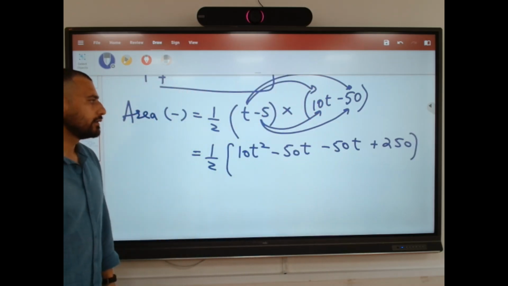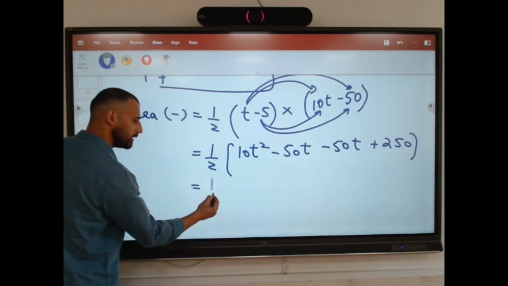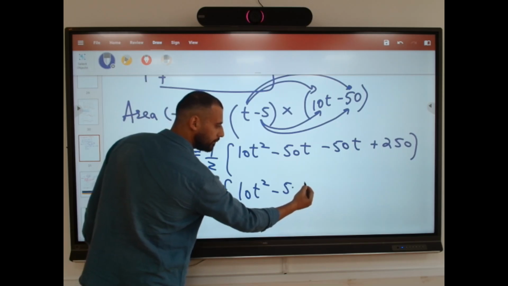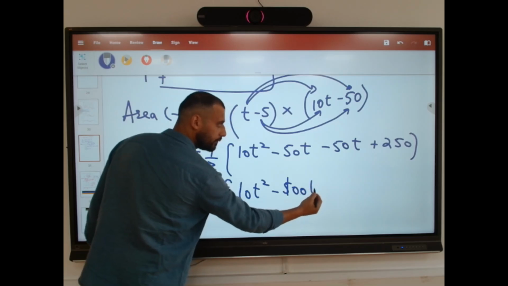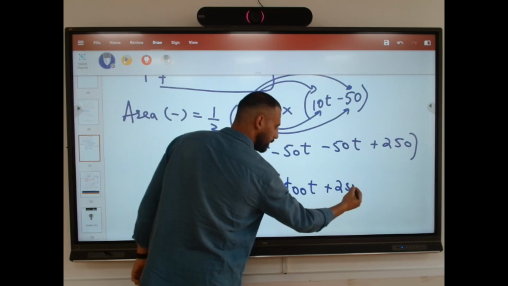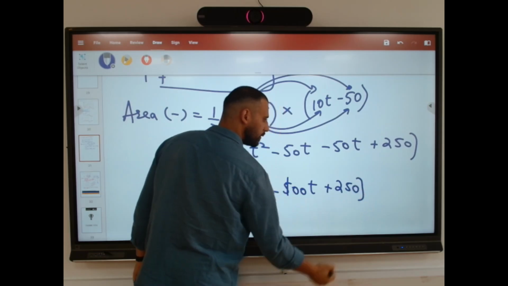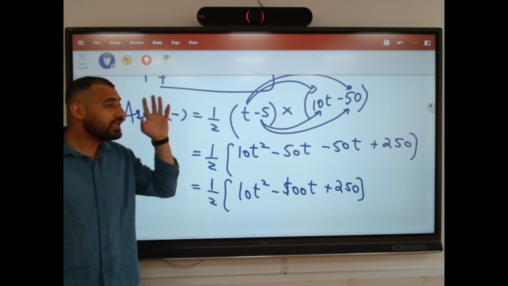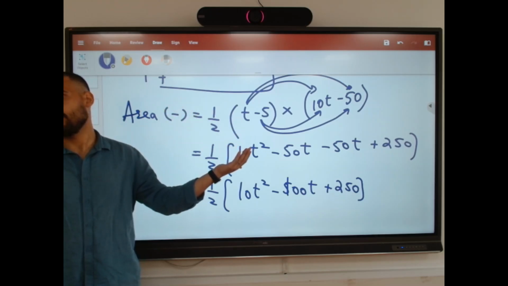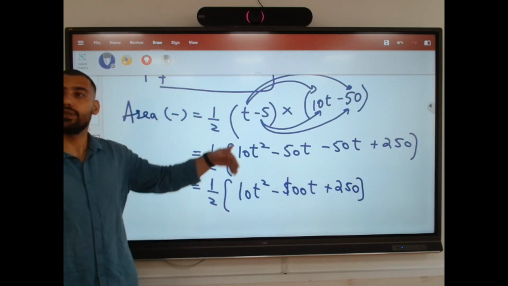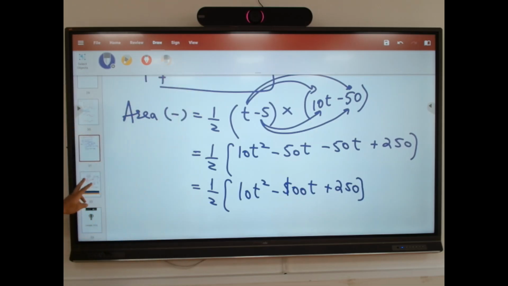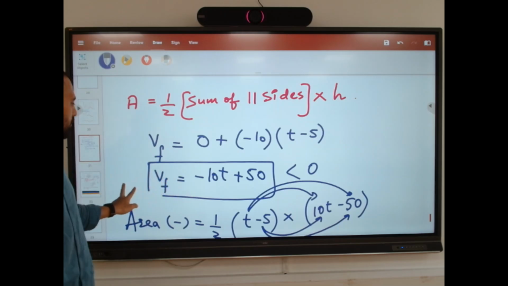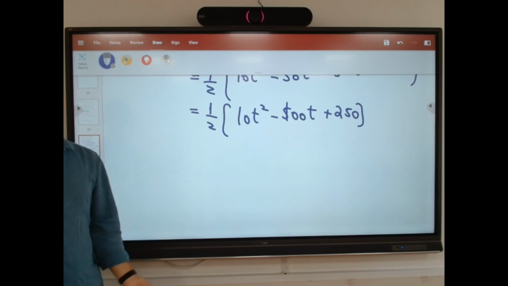Is that clear? So, what we are seeing is, we are having a quadratic equation which is 10t square minus 100 times t plus 250. This is what? This is the area of the negative side. Clear? Now he is saying that the displacement is 0. If the displacement is 0, then this area should be equal to 70. Because see, the positive area is 70. Negative should also be 70. We found that negative is equal to this. Simply we have to equate it to 70, that's it.